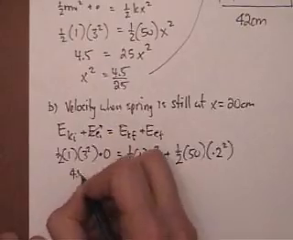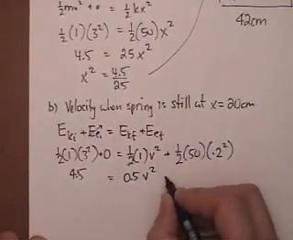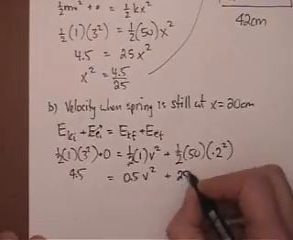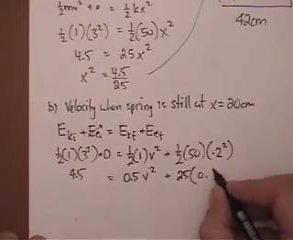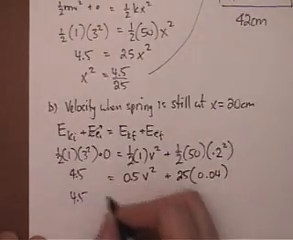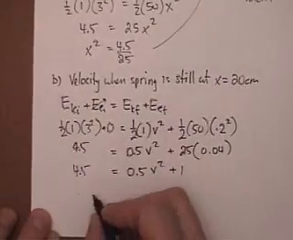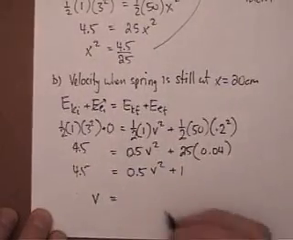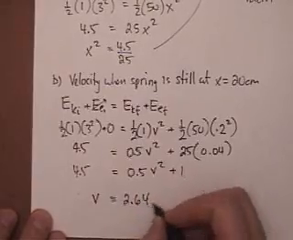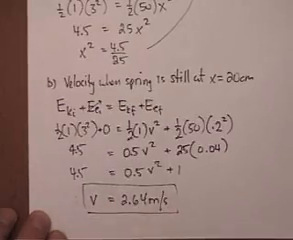So this is 4.5 equals 0.5 v squared plus 25 times 0.04, which is 1. So 4.5 equals 0.5 v squared plus 1. So solving this all out, I end up getting a velocity of 2.64 meters per second. And that can be plus or minus. And that makes sense, because it's less than the 3 original that was coming in.